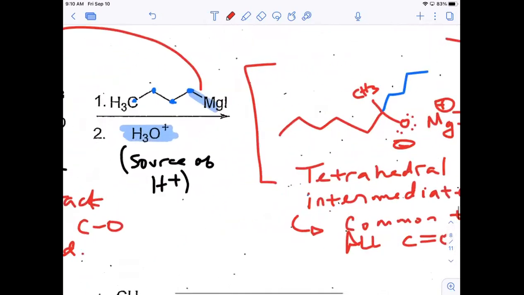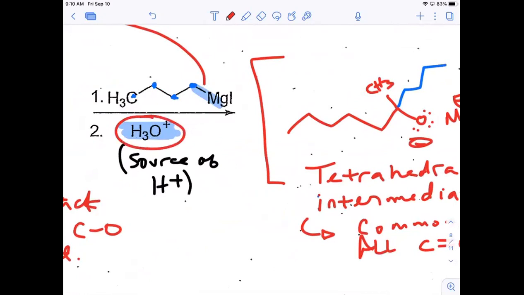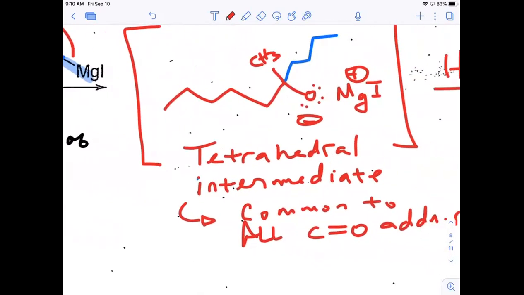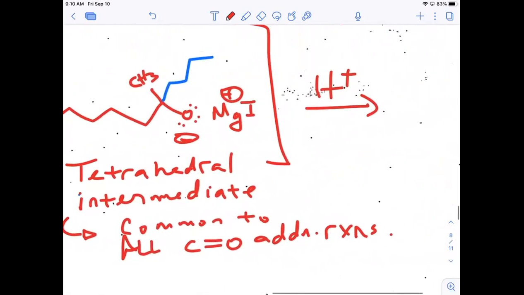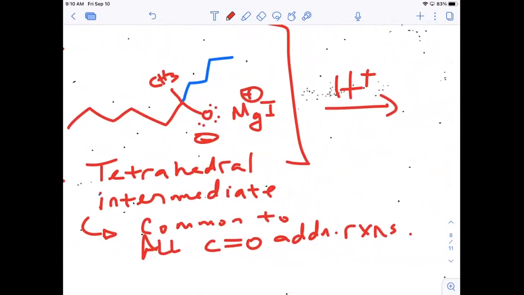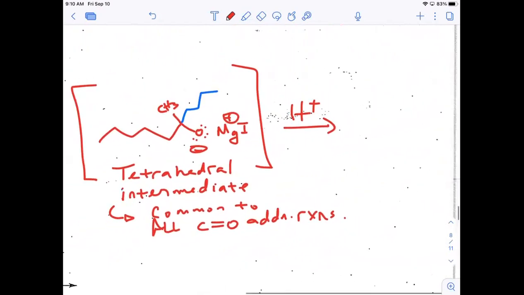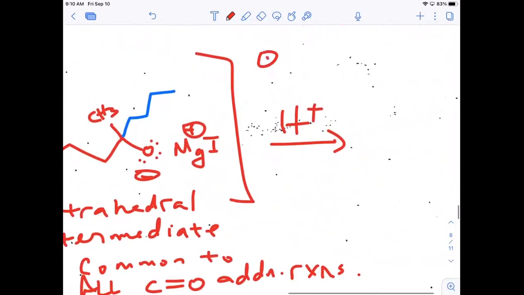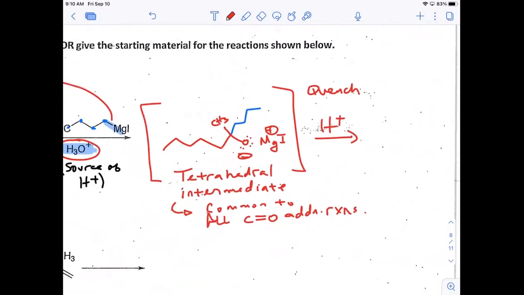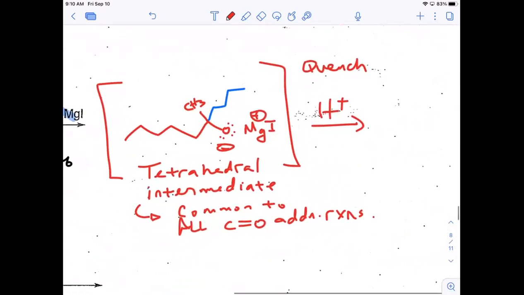When you see H3O plus, that's just a generic acid. It can be any acid, right? That's your source of protons, right? So in the next step, this is your quench step. Right, so in the next step, you just add a proton to oxygen, and you'll get your alcohol out.